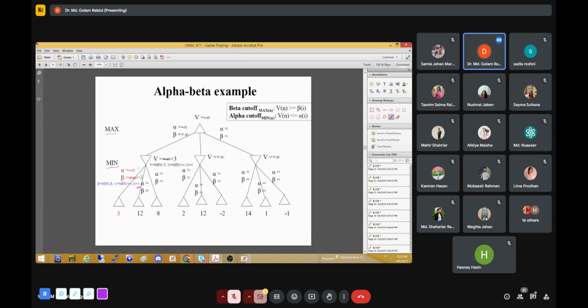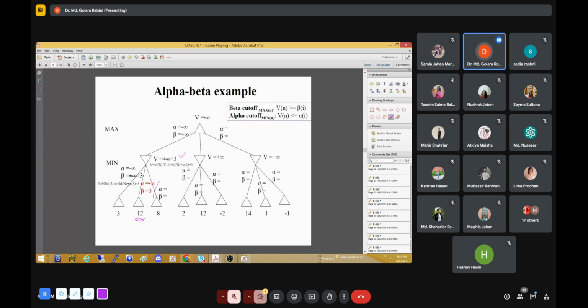Now these alpha and beta values will pass to our next branch. So the next branch has alpha negative infinite and beta just 3. Okay, you can see here, alpha is negative infinite, beta is 3. Now again, we will explore the next node. The next node is 12, we will get the 12. So now we will try to update the v again.